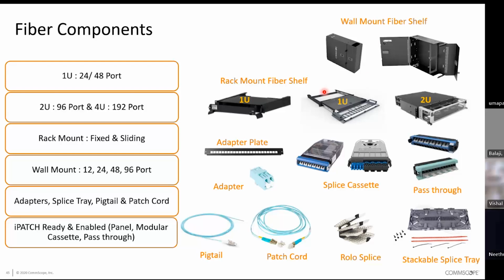Bring the fiber cable to the LIU, do the splicing, everything. Insert this cassette into the panel, and your work is done. Or you can use the adapter pack separately and then the splice tray. So multiple combinations are available, right from 6 fiber up to 192 ports that you can support.